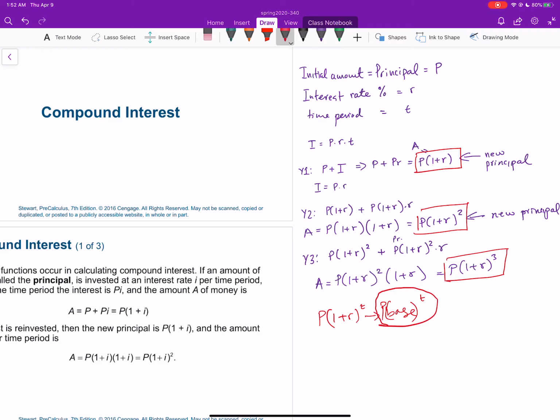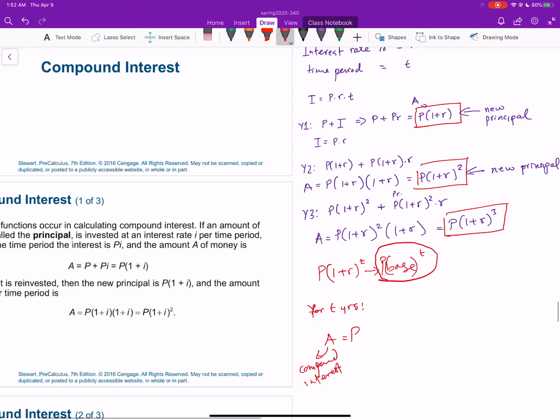So the question is, what happens after t years? For t years, we're going to end up with the amount, which is what we are calling the compound interest, is going to be P(1 + R) raised to the T.